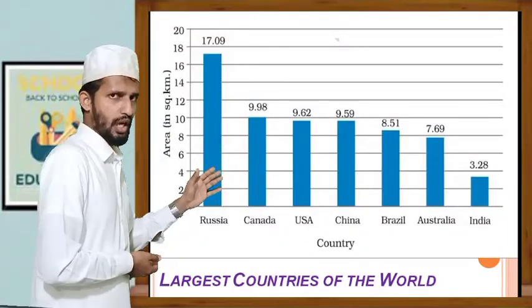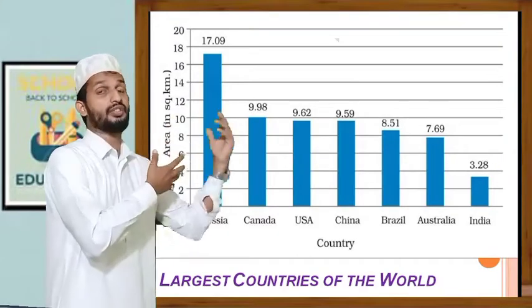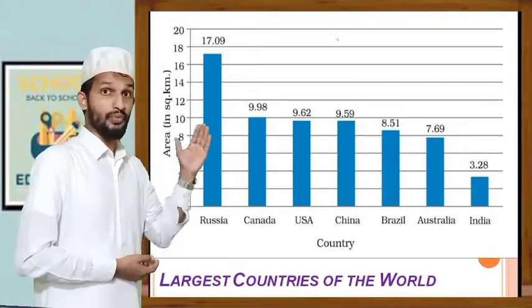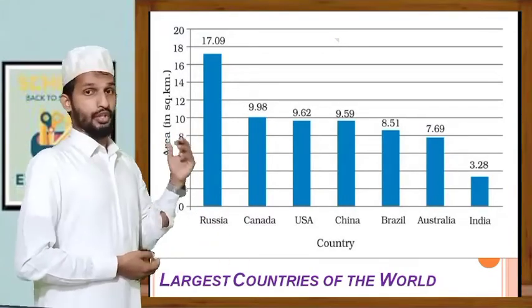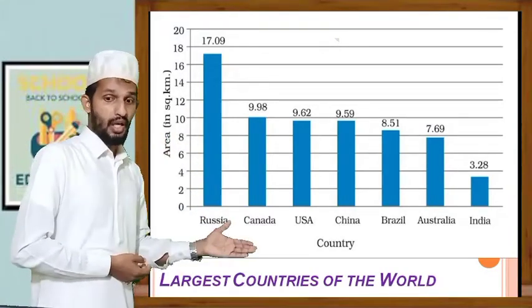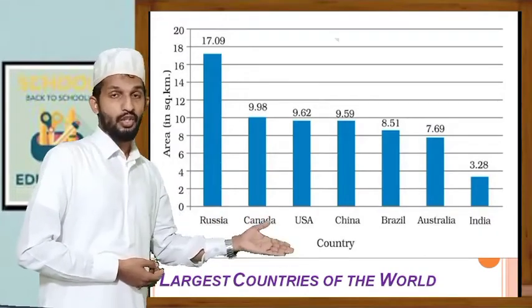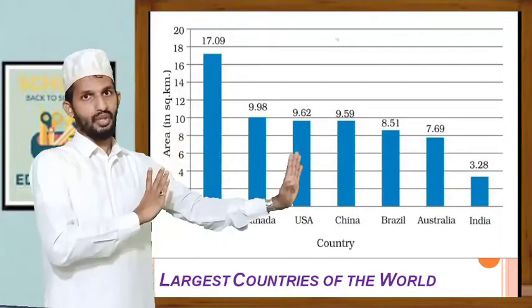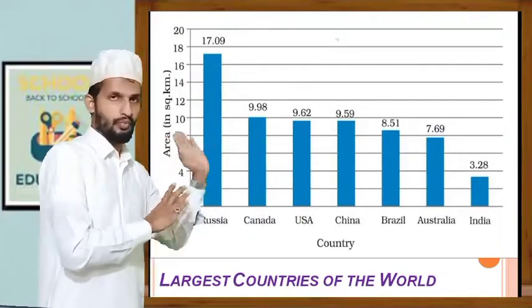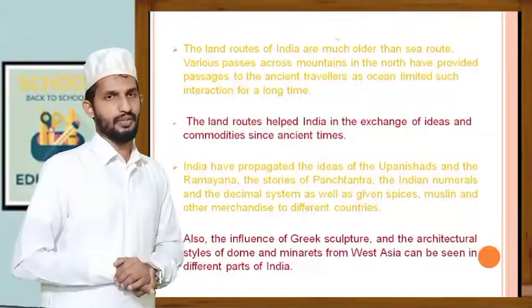So from this diagram, we can clearly understand the largest countries of the world. In the first position, we can see Russia, then Canada, then USA, then China, then Brazil, then Australia, then India. So these are the main countries in the world up to India. There are many countries, so we are just showing up to India. India is the seventh.